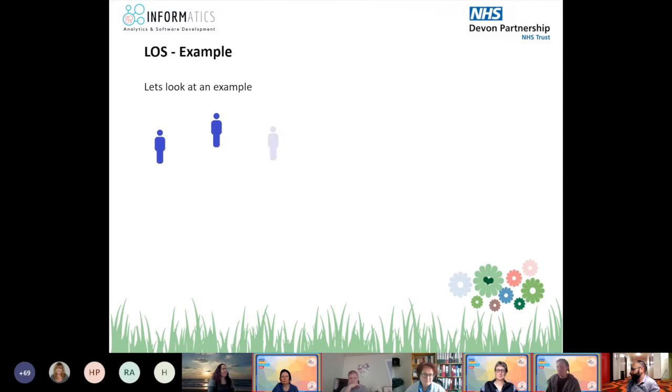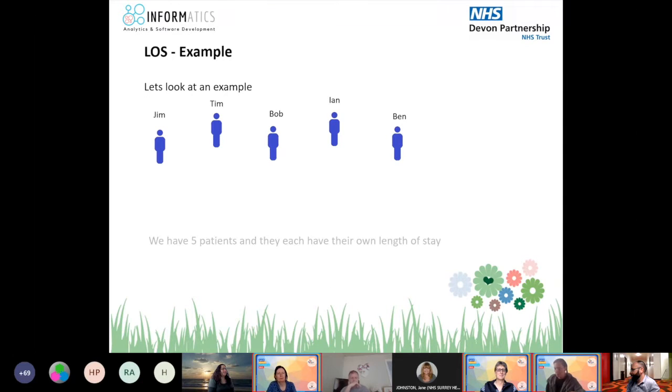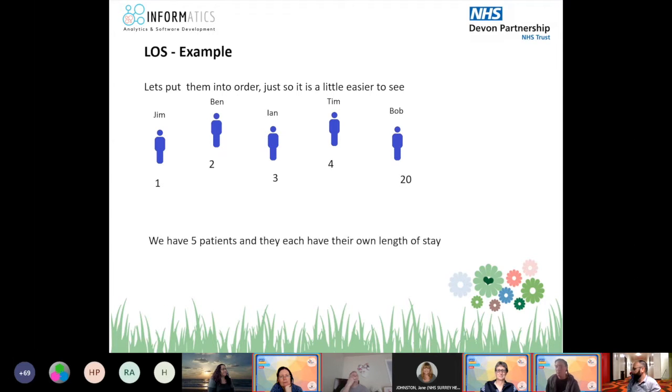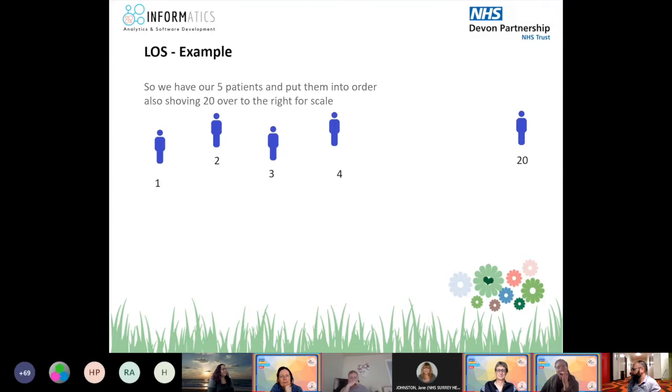So let's grab some patients. There we go. We've got our little patients popping in, give them all names, and let's give them each a length of stay. So there we go. 5 patients, each of them have got their own length of stay. And I'm just going to put the patients in order by their length of stay just to make it a little bit easier to see what's going on. So there we go. There's our patients, and that's their length of stay. We're going to chuck Bob over to the side because he's a bit of an outlier from the rest.